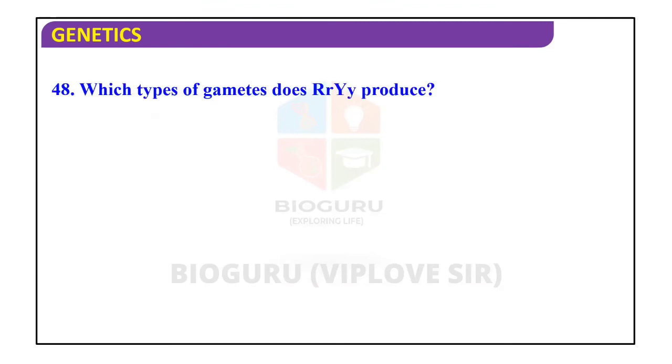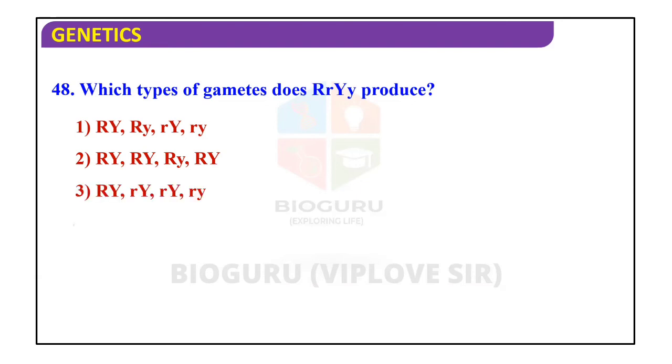That's good. Which type of gametes does RrYy produce? Options are RY, Rr, Yy; or RY, RY, Ry; or RY, rY, or ry; or RY, Rr, Yy, or rY. Yes, it is RY, Ry, rY, or ry.